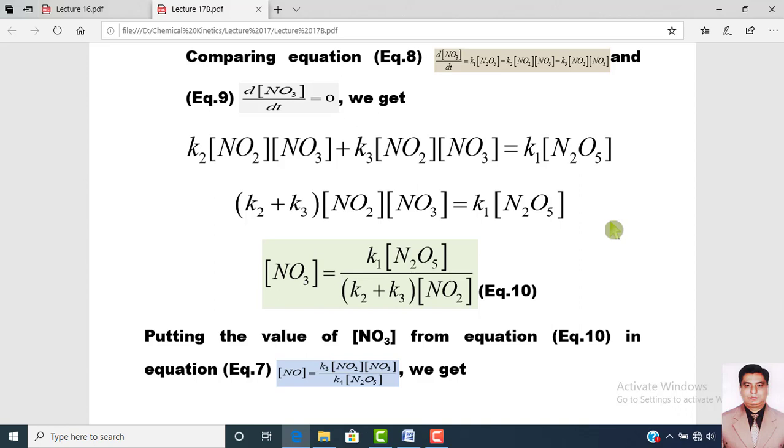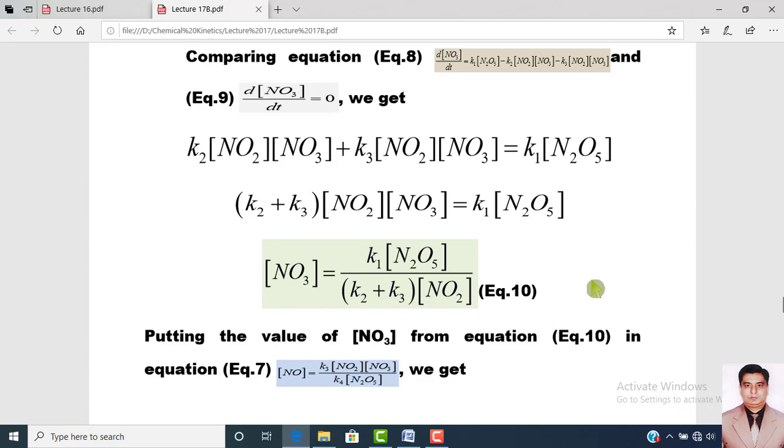Dear students, this NO3 concentration can be taken out separately in the form of equation number 10. Just by dividing the other terms from the left hand side on both sides, NO3 concentration will be equal to K1 N2O5 divided by K2 plus K3 into NO2. Dear students, this is equation number 10 from which we can find the concentration of NO3.